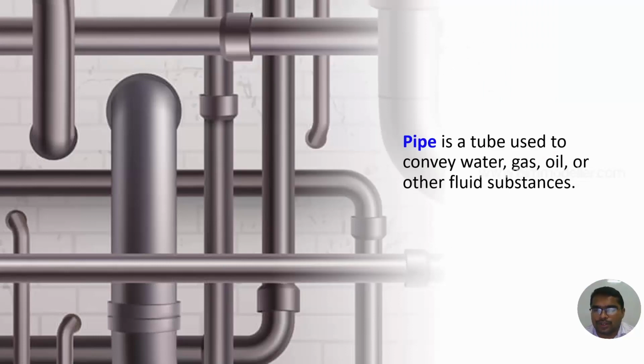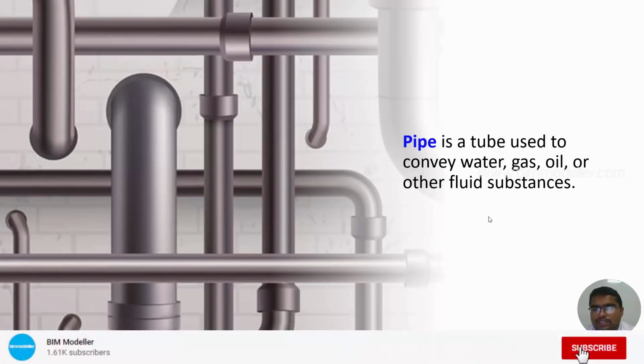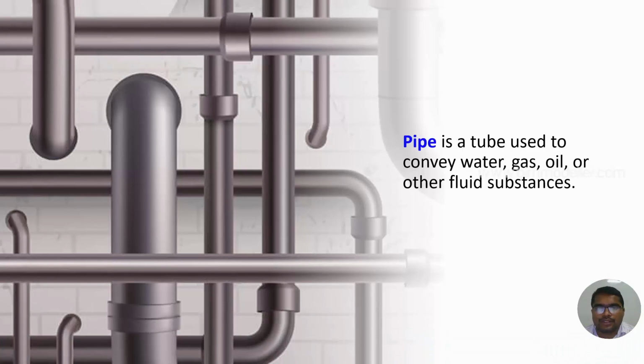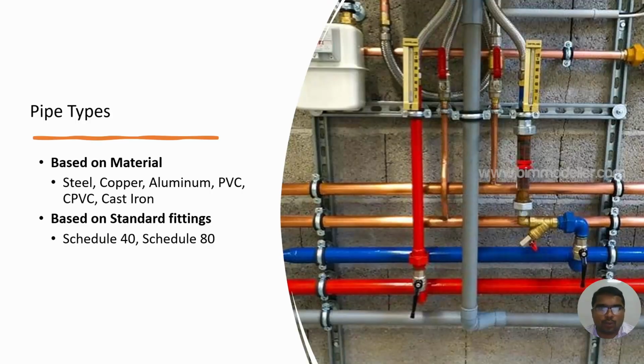Pipe is a tube used to transport or convey water, gas, oil, any fuel elements, which may be a fluid, to plumbing equipment or fire protection equipment. It may be anything. What are the pipe types available? Based on the material: steel, copper, aluminum, PVC, CPVC, there are many. Based on the standards, we have schedule 40, 80 and other standards based on the countries which are available.